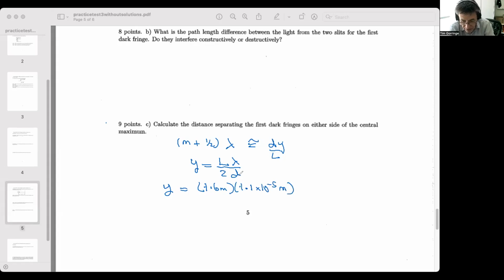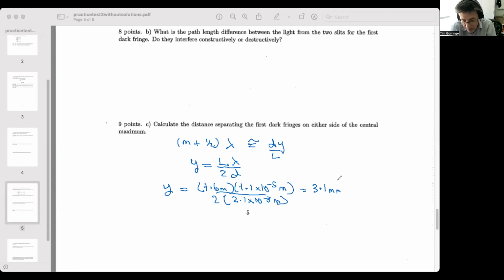The slit separation, that was 2.1 millimeters. So we've got 2 times 2.1 times 10 to the minus 3 meters in the denominator. And if I multiply the quantities in the numerator, divide by the quantities in the denominator, I get a value that was about 3.1 millimeters.